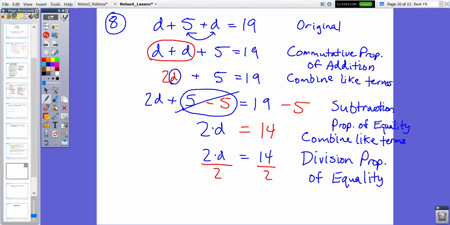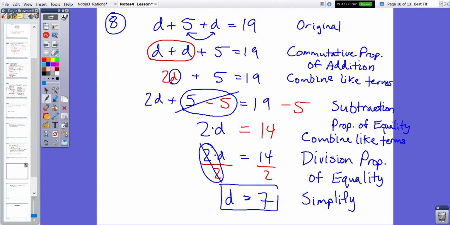So what happens is 2 divided by 2, well, any number divided by itself is 1, so these two are going to cross out. I'm left with d on the left side, and then 14 divided by 2 is just 7. We just say that we get to this conclusion by simplifying. So now we have a value for d. Without having to guess too much, we have used the algebraic method to solve a word problem.